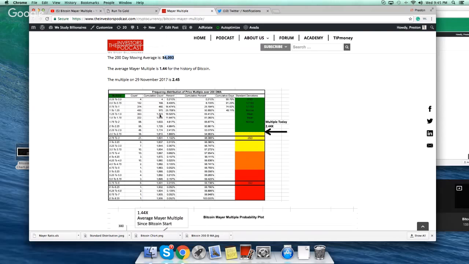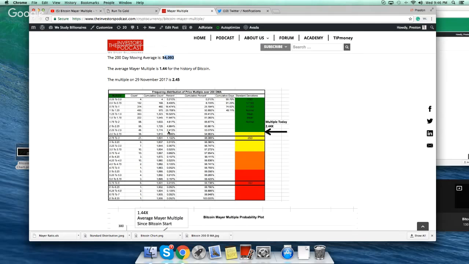This is the cumulative count, which corresponds with the cumulative percentage. The percentage that I like to look at is this percentage here, because then if I look at the multiple that we're at right now, we're at a 2.45. We're right in here. So if you take this 2.413% and you add up all the percentages below it, that's the percentage that you will see the multiple trading higher than it is right now.